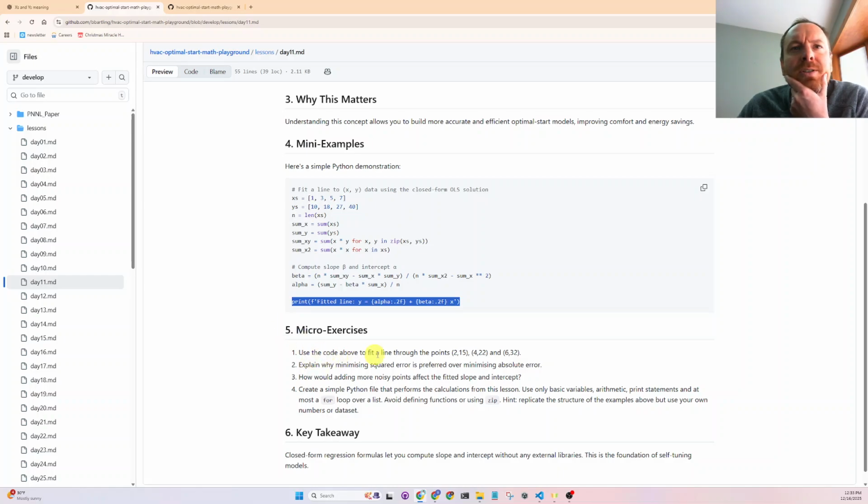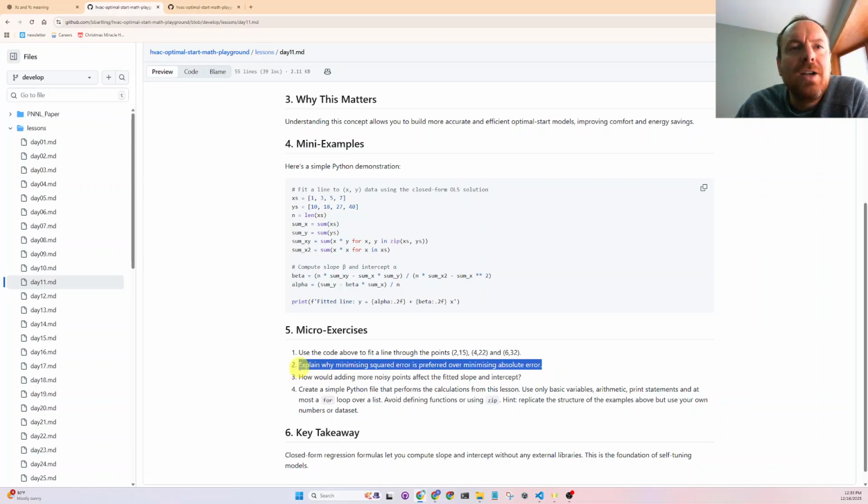So explain why the code, use the code. Okay, so maybe we did this yesterday, but this is just a review then. Explain why minimizing squared error is preferred over absolute error. I thought that was kind of an interesting question. How would adding more noisy points affect the slope and the intercept?